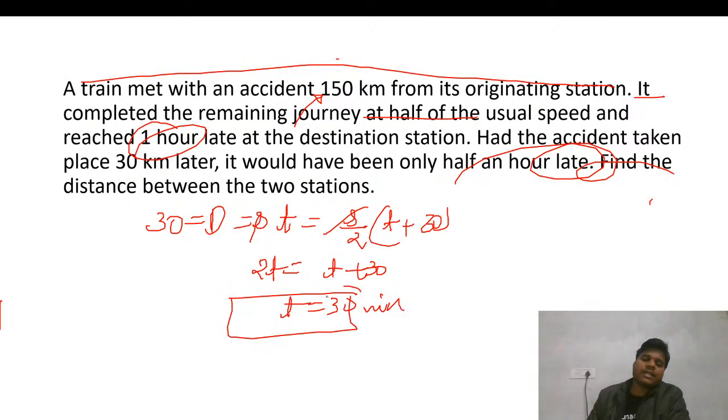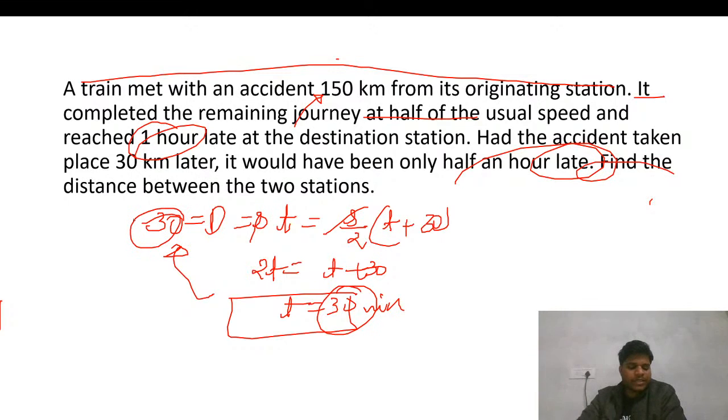In 30 minutes the train covered 30 kilometers. In 30 minutes the train covers 30 kilometers. This means the speed of the train becomes 60 kilometers per hour. Is this fine? The speed of the train becomes 60 kilometers per hour.